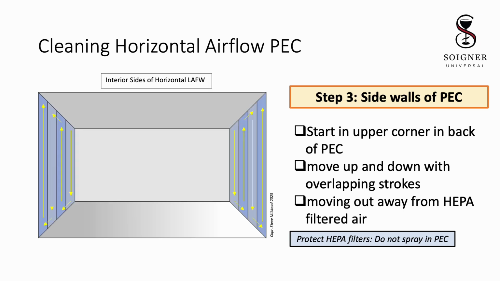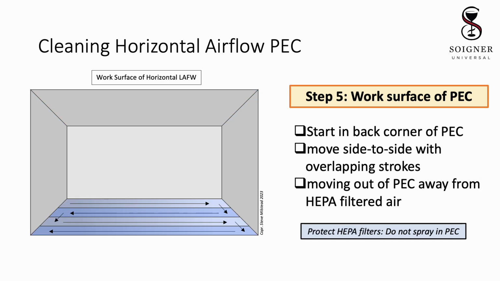Each sidewall will be done next using a new saturated wiper for each side. Start in the upper corner of the wall and move down and out away from HEPA-filtered air using overlapping strokes. The opposite wall will be done in the same fashion. Finally, the work surface is cleaned by starting in the back corner and moving side to side and moving away from HEPA-filtered air using overlapping strokes.